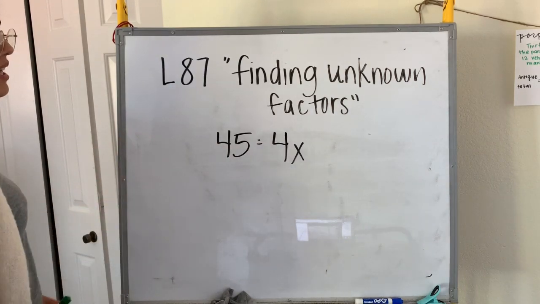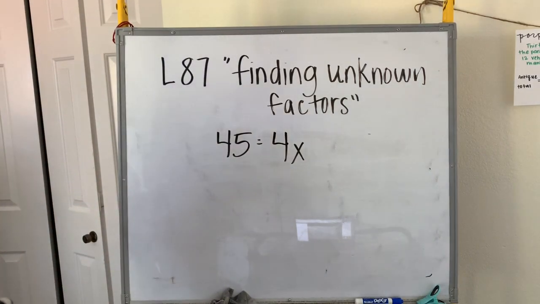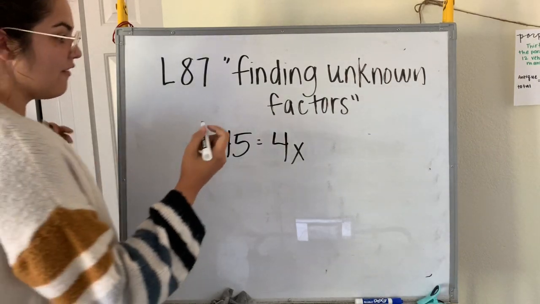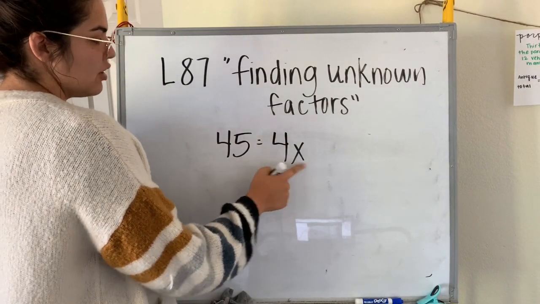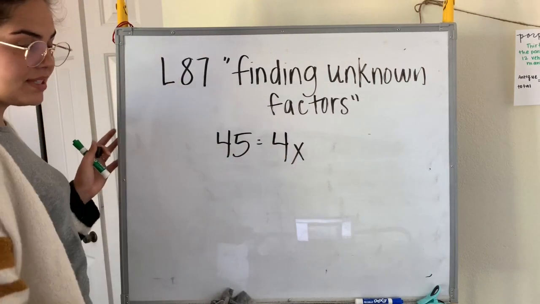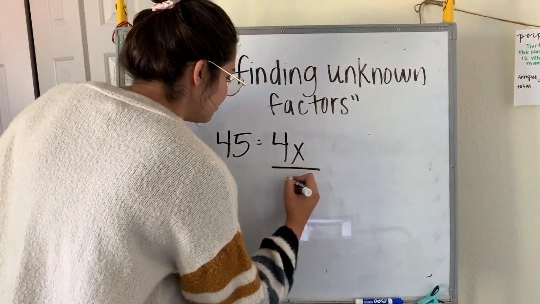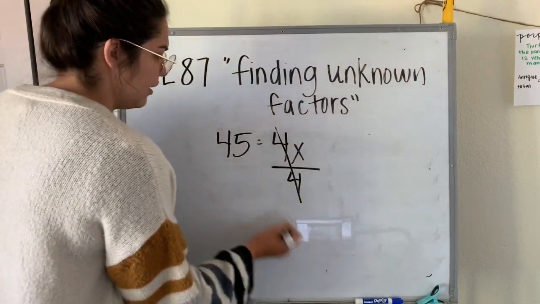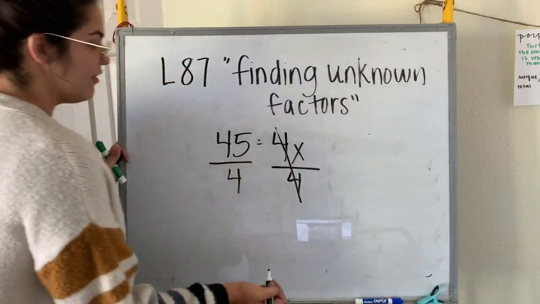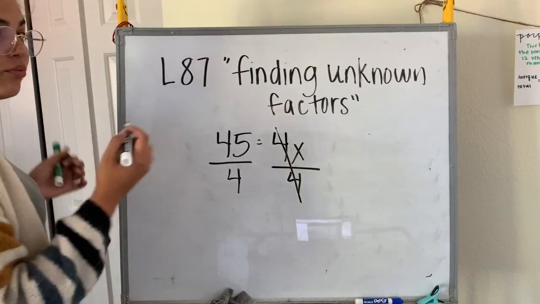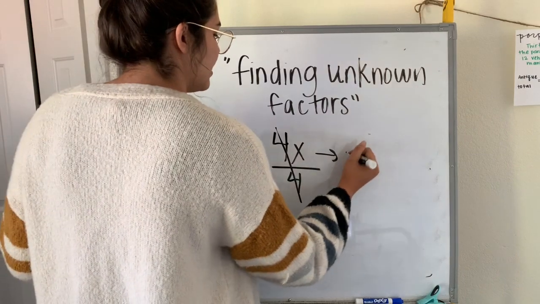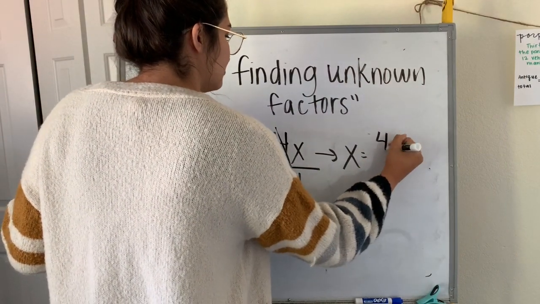4 times something equals 45. I know it's not going to go in evenly. So it's going to be a mixed number, a fraction. Since these are multiplied together, I need to do the opposite to get x alone. I'm going to divide by 4 here and divide by 4 here. I'm going to rewrite this just so my brain can see it. X equals 45 over 4.